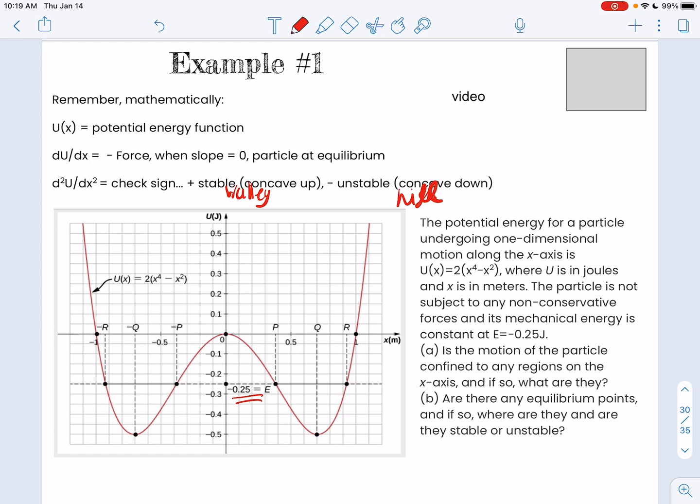given by this function. The particle is not subject to any non-conservative forces, which means we can just do straight conservation of energy: no friction, no work, nothing like that. Its mechanical energy, potential plus kinetic, is constant at negative 0.25 joules. Is the motion of the particle confined to any regions on the x-axis, and if so, what are they? Are there any equilibrium points, and if so, where are they, and are they stable or unstable?